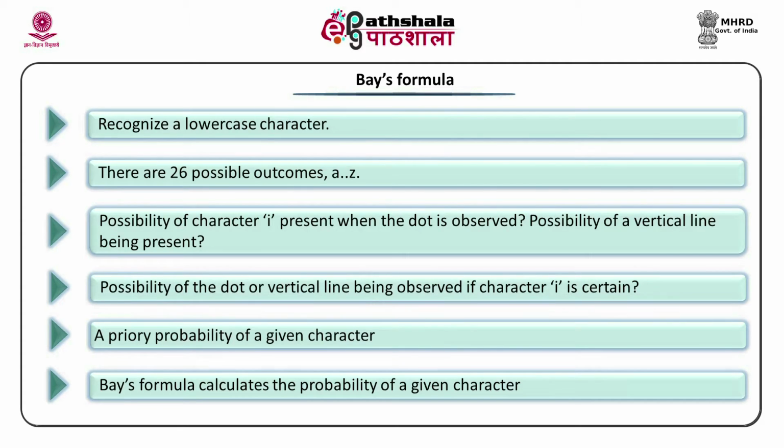For example, I observe a vertical line, I observe a dot, I observe a horizontal line. Now, these are called evidences. So, based on these evidences, what is the probability of a character being A or B or C or what? If I want to get that, the Bayes formula is quite useful.